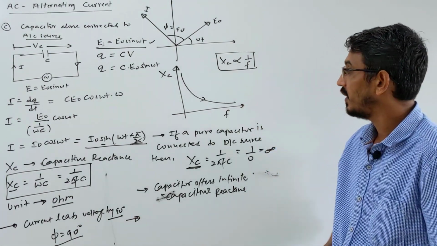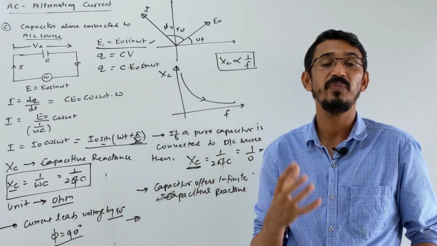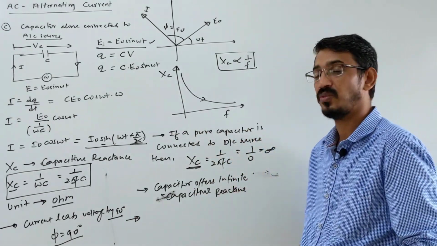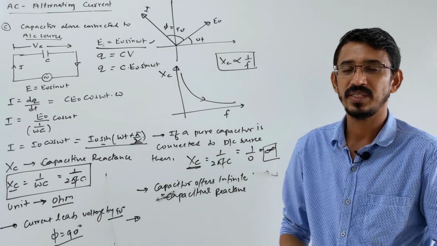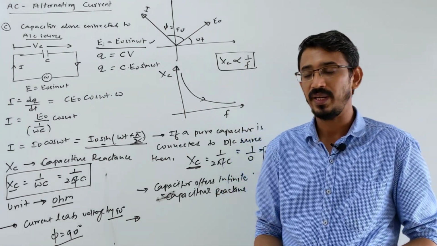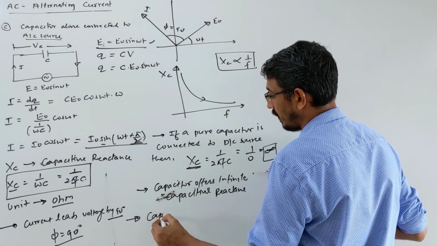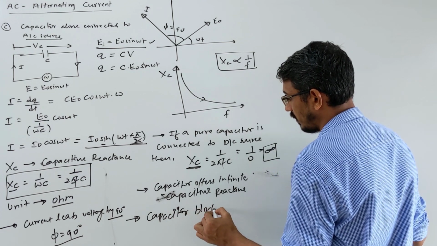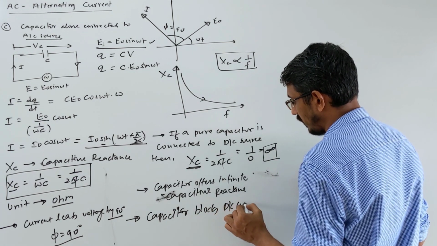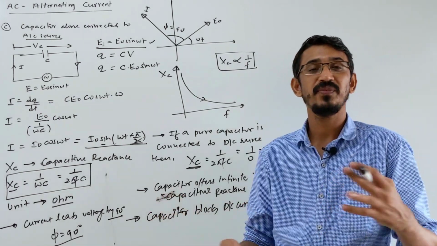In simple words, when DC current is flowing through a capacitor, what does the capacitor do? It blocks the DC current, it doesn't allow DC current to flow, because it offers infinite resistance, and you know that through an infinite resistance current cannot flow, right? So simply, capacitor blocks DC current, correct. So this capacitor is used as a filter.